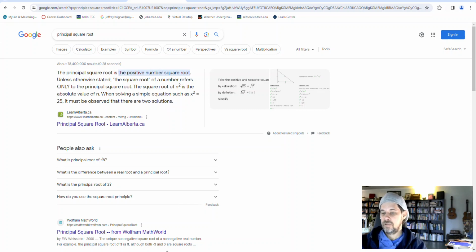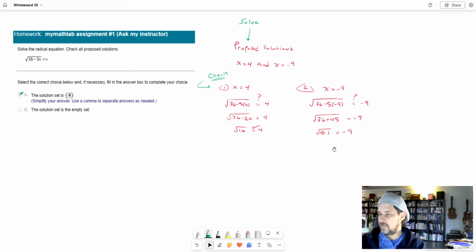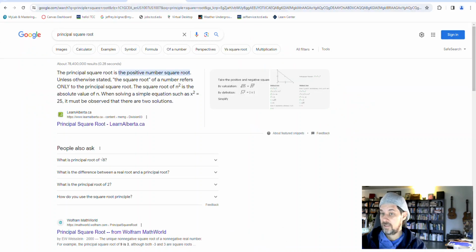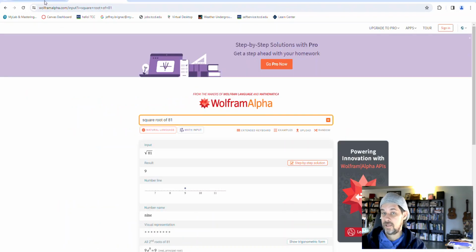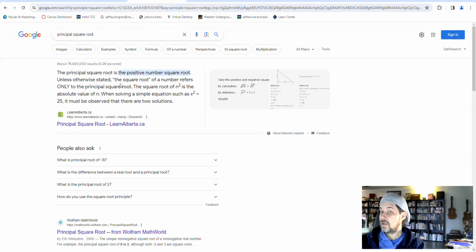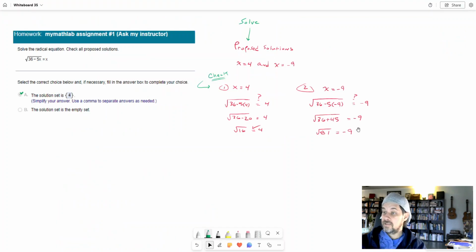So I could understand why it'd be tempting to think that -9 might work, but just like it says here, and as verified with my online calculators, when we're talking about square roots, unless somebody goes out of their way to say something about negative numbers, the square root of a number is the principal square root, the positive number square root. In other words, in this case, it's 9, not -9.